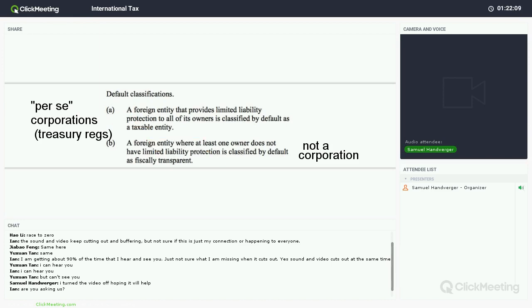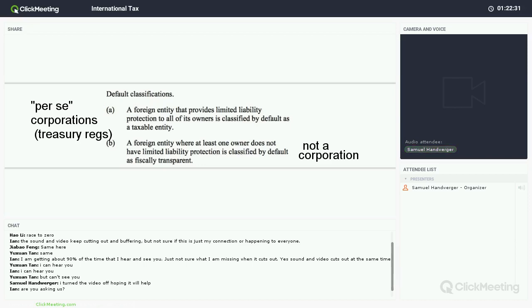It says these entities in these foreign countries, they don't call them corporations, they call them entities. These entities will be considered as corporations for U.S. tax purposes. And in the language, they say they will be considered corporations under U.S. tax per se. So that's where the expression comes from.